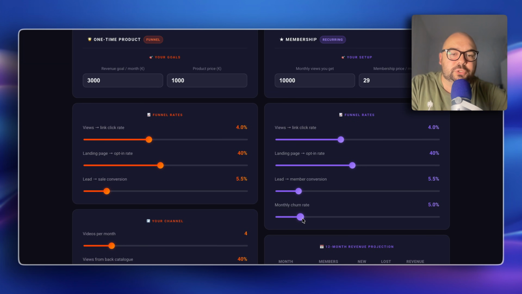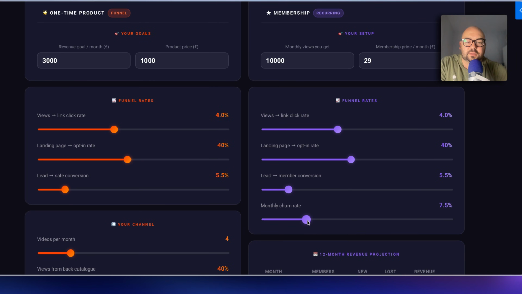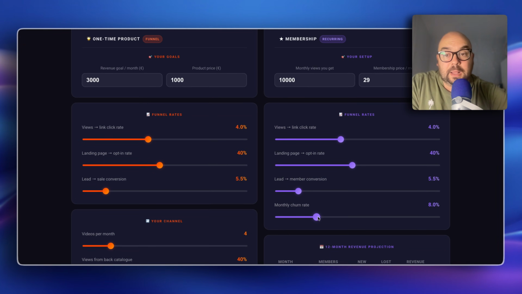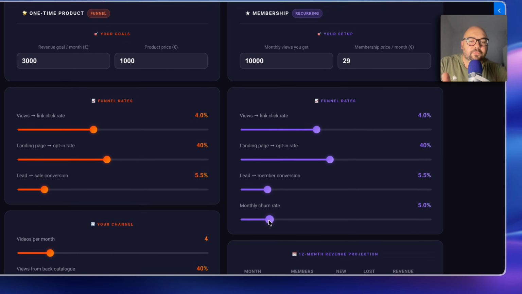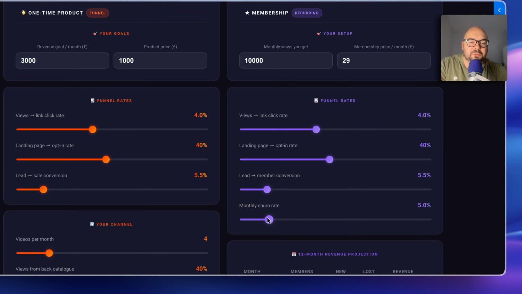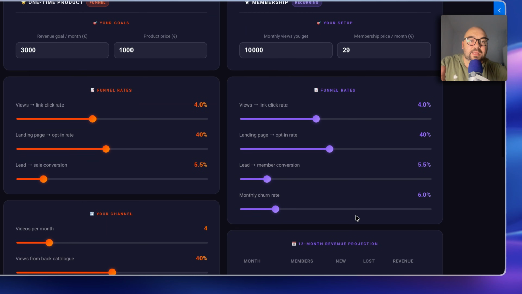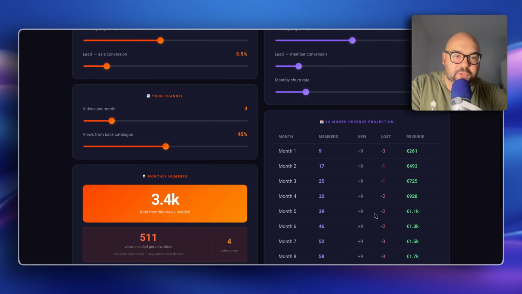So the average numbers are between 5 and 10%. 8% is a very normal churn. I've had memberships in the past where I only had, I think, 3.5 or even 3%, but that's again not sustainable in the long run. Therefore, 5% is sort of an average, maybe even on the lower side. You can take 6%, and then you can see the numbers over here, right?